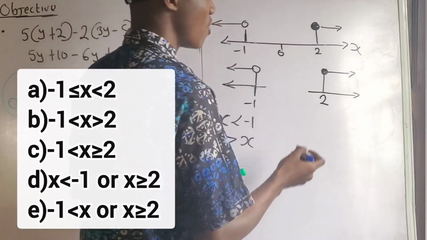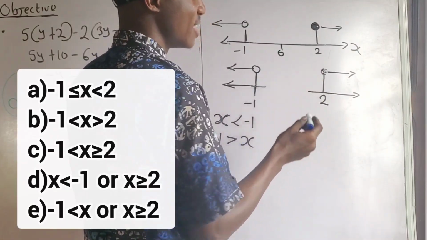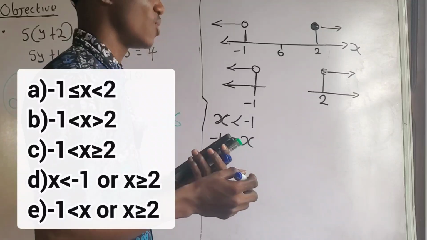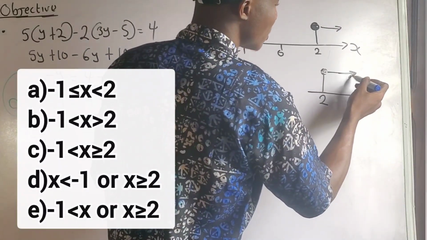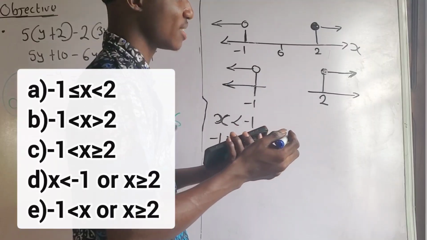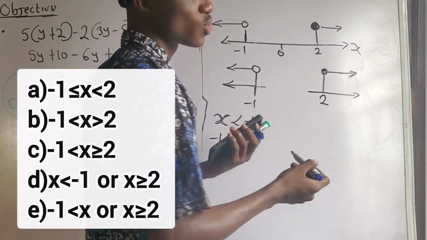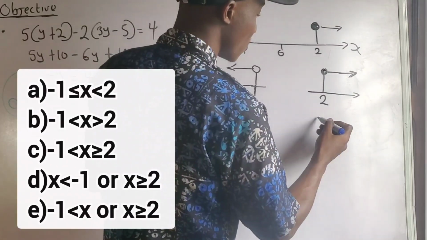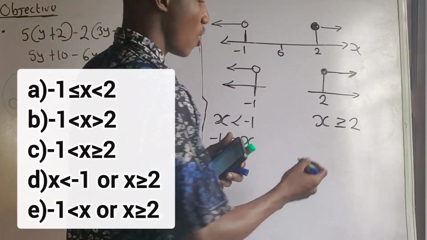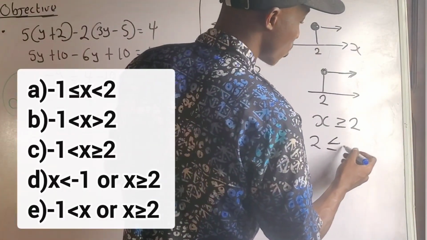We have 2. Now, because this place was painted, that means that we're going to have the equals to sign. Okay, and the arrow pointed towards this axis. That means that x is greater than 2. You understand? And because this place is painted, we're going to have equals to sign. So this one will be x is greater than or equals to 2. Do you understand? Or 2 is less than or equals to x.